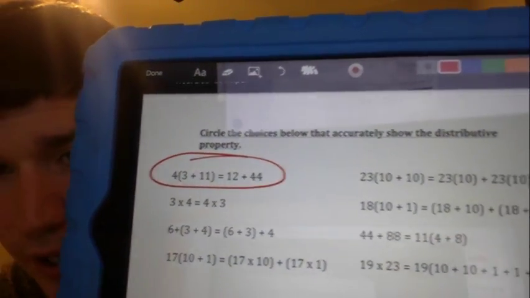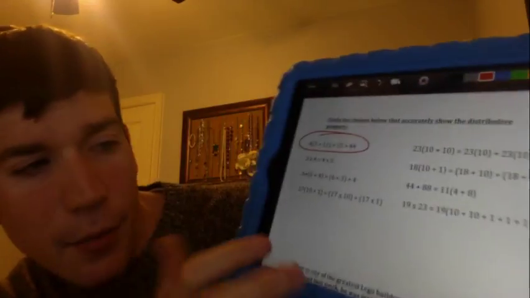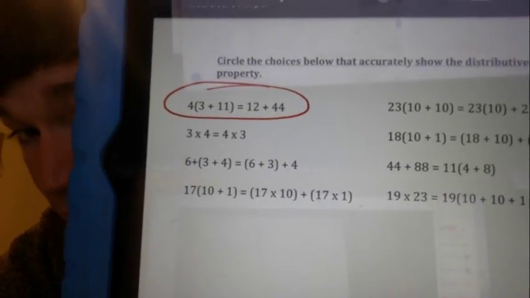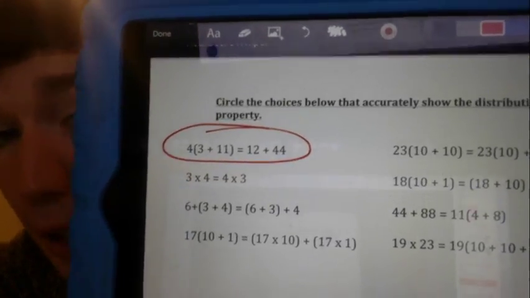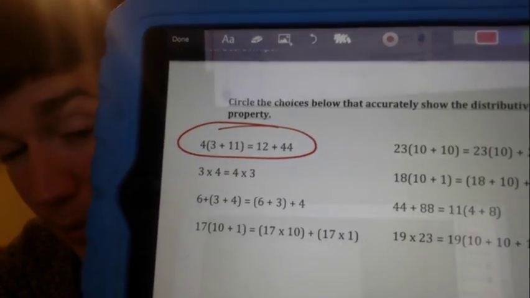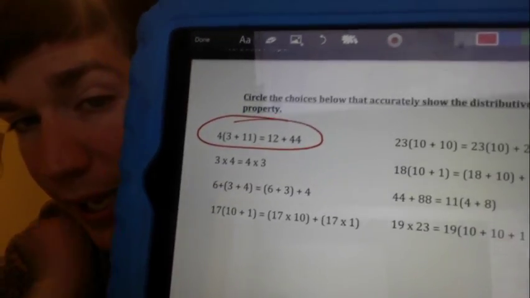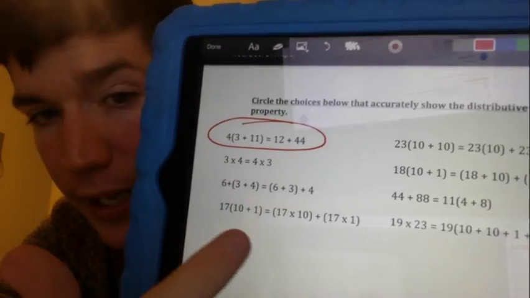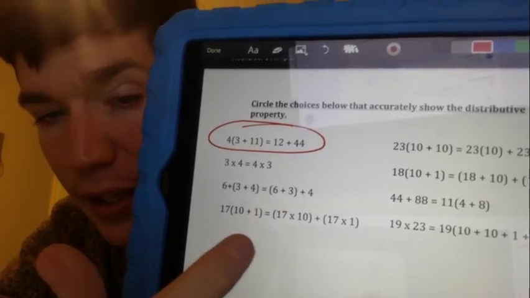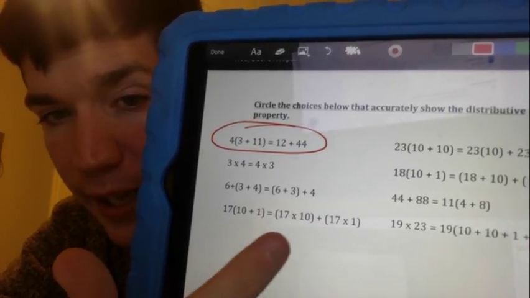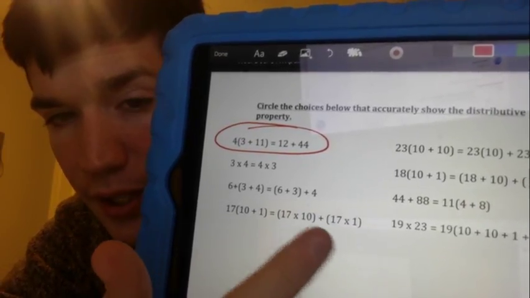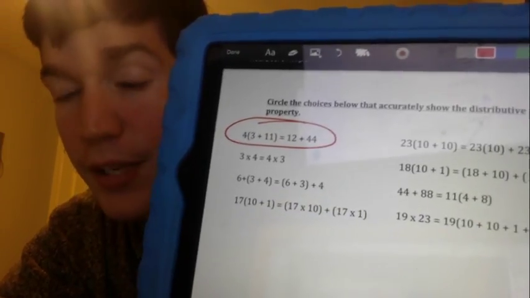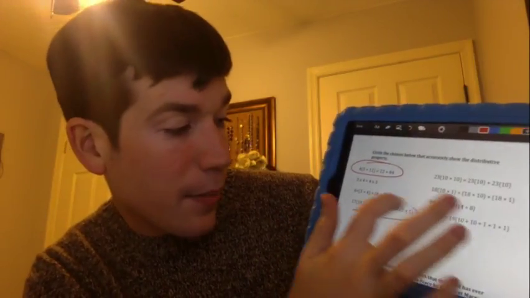The other ones I want to look at are, let's look at the bottom one here. So we see 17 times 10 plus 1. So we broke down the number 11 into 10 plus 1. Keep in mind, we chose numbers that were easy to multiply by. So what we're going to do is multiply these two numbers, 10 and 1, each by 17. So first we're going to multiply 17 times 10, which you see here. And then we're going to multiply 17 times 1, which you see here. And we want to add those two together. So again, that would be an example of the distributive property.